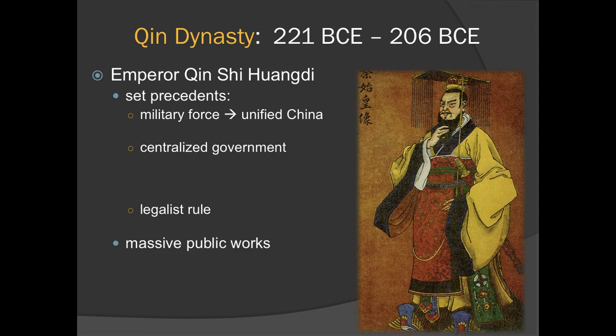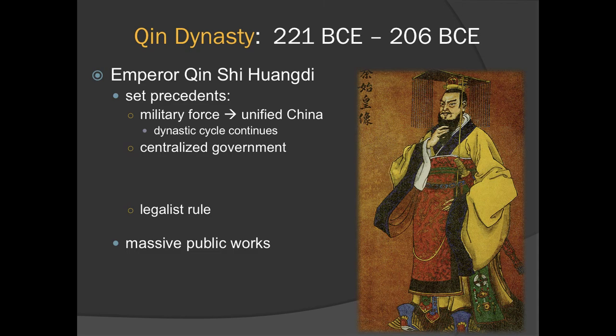Establishing a massive military, he unifies China, defeating one state after another, forcing all of these small Chinese states under his single rule, which therefore contributed to the creation of a strong centralized government. Qin Shi Huangdi is important beyond just unifying China, for setting lots of precedents or standards that future dynasties are going to follow. For example, creating a strong centralized government.